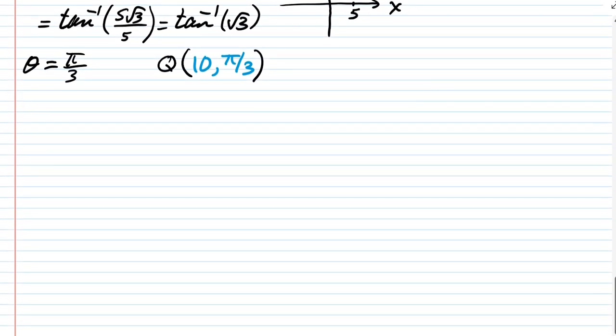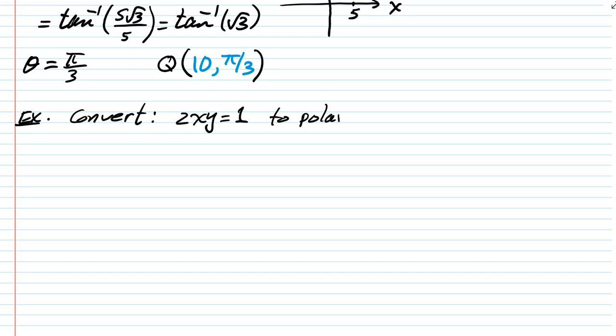Again, I don't think this is complicated. You just got to pay attention to some details. Otherwise, it's not too bad. Now, let's do another example. In this example, we don't want to convert points, but let's say I'm given an equation. I want to convert the equation that is in Cartesian form to polar form, or a polar equation, because this is an equation.